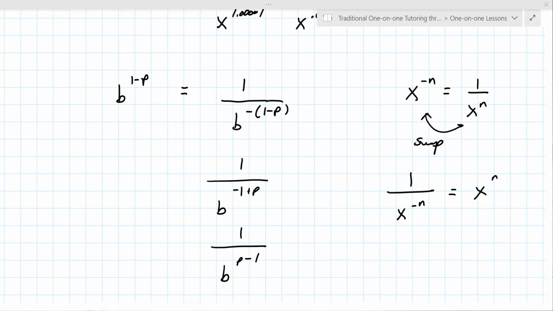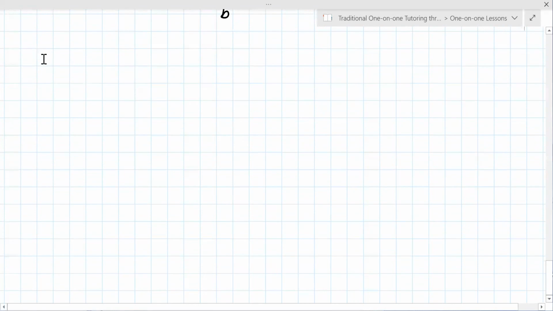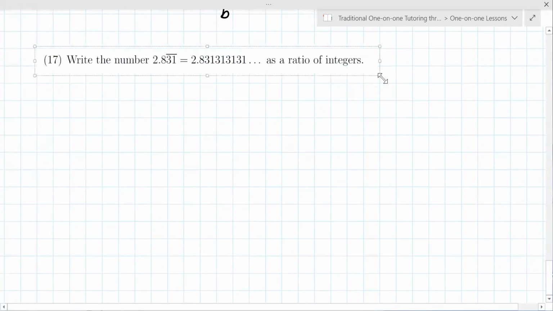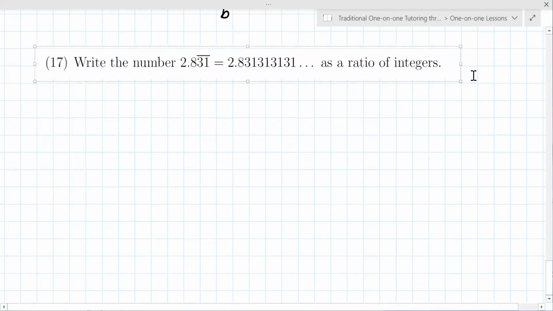All right, so I don't really like the way this is written, but what they're trying to tell you to do is you're supposed to write this thing right here as a ratio of integers.